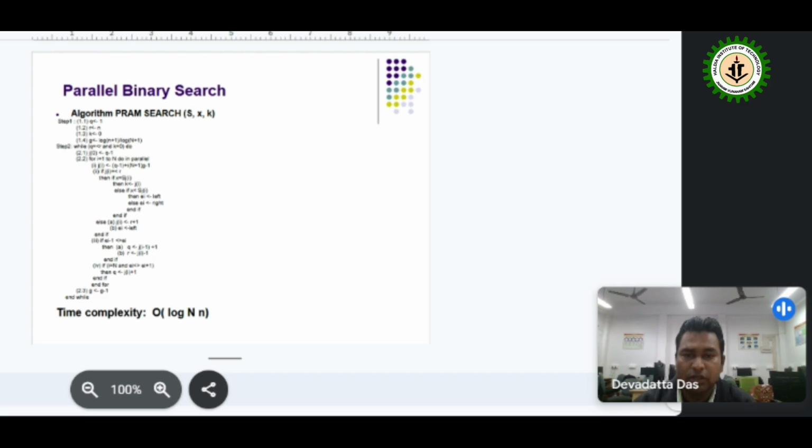So here is the algorithm of the parallel binary search. At first we have to check the values of q, r, k, g. Then we are using the while loop and then the for loop. The values of i and j will be defined using the for loop, and then an if statement or else statement, completing the parallel binary search procedure. The time complexity of parallel binary search will be big O of log n.